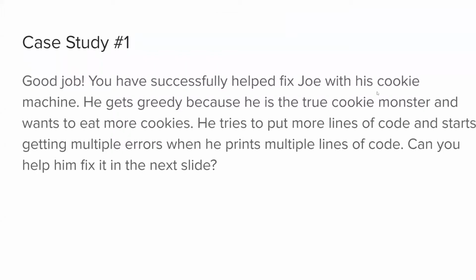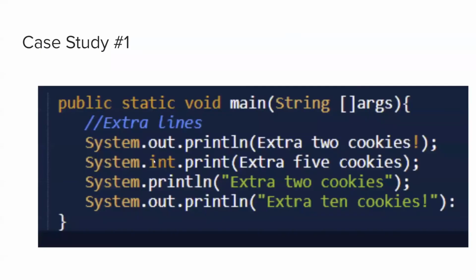We are back in this screen and let's continue. Good job. You have successfully helped Joe with his cookie machine. He gets greedy because he's a true cookie monster and wants to eat more cookies. He tries to put more lines of code and starts getting multiple errors when he prints multiple lines of code. Can you help him fix it in the next slide? So let's look at these extra lines, okay? We have system.out.println extra 2 cookies, system.in.print extra 5 cookies, system.println extra 2 cookies, system.out.println extra 10 cookies. So each of these lines has 1 error, all 4 of these. Can you help find the error to help Joe? Pause the video and come back when you're finished.